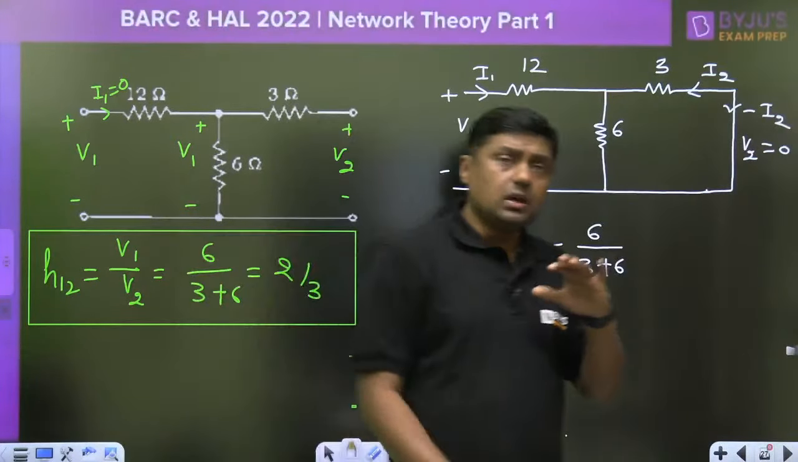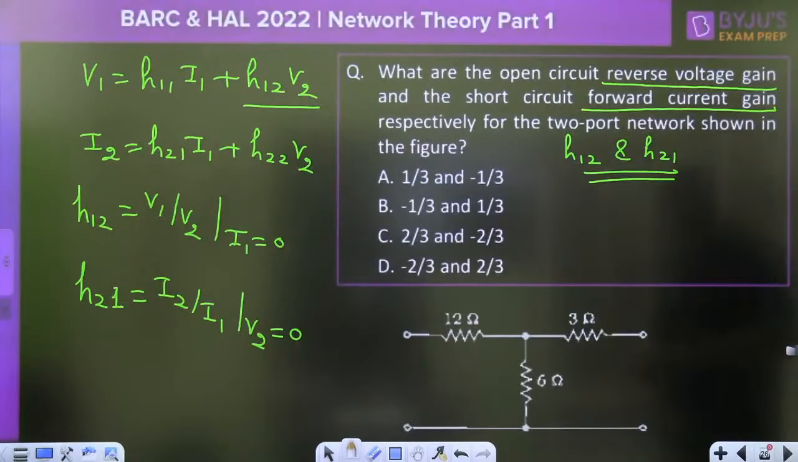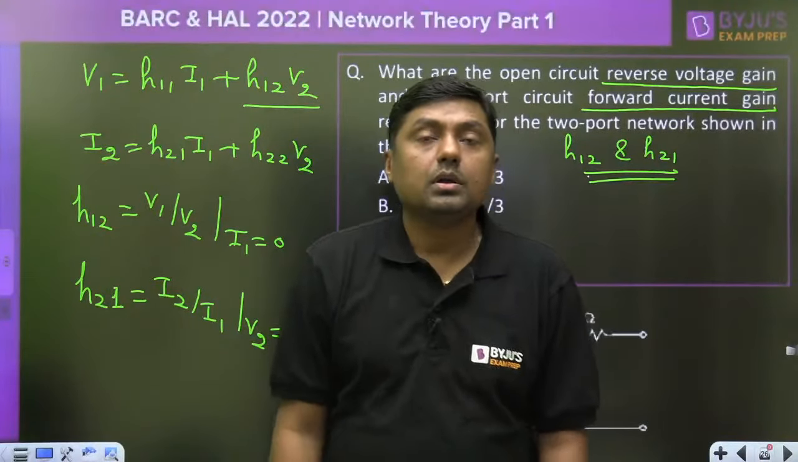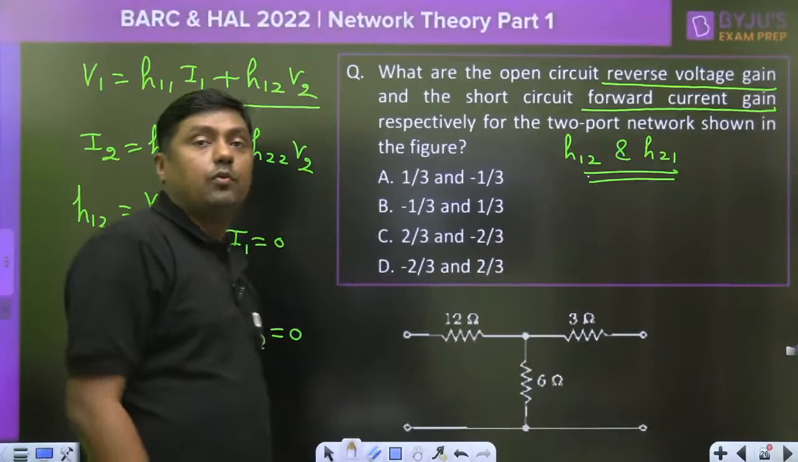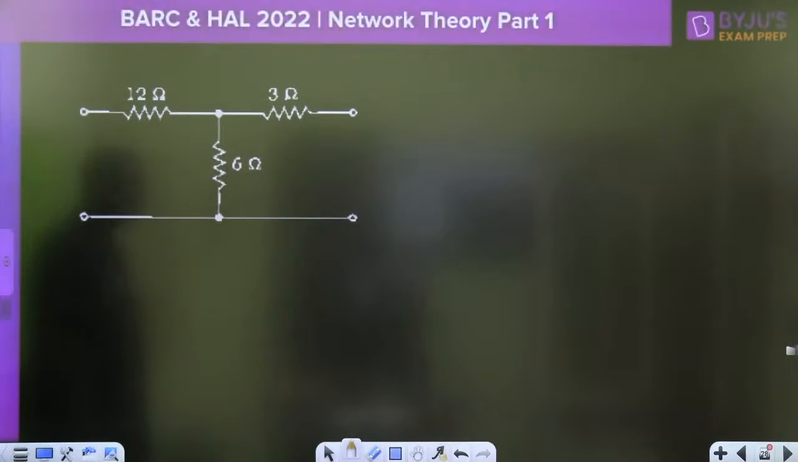So what is different in this question? Simply, they are not asking for H12 and H21. They are giving the name. They are not talking about the hybrid parameter. They are giving the names reverse voltage gain and short circuit forward current gain. So we are using these words. Please take it conceptually.